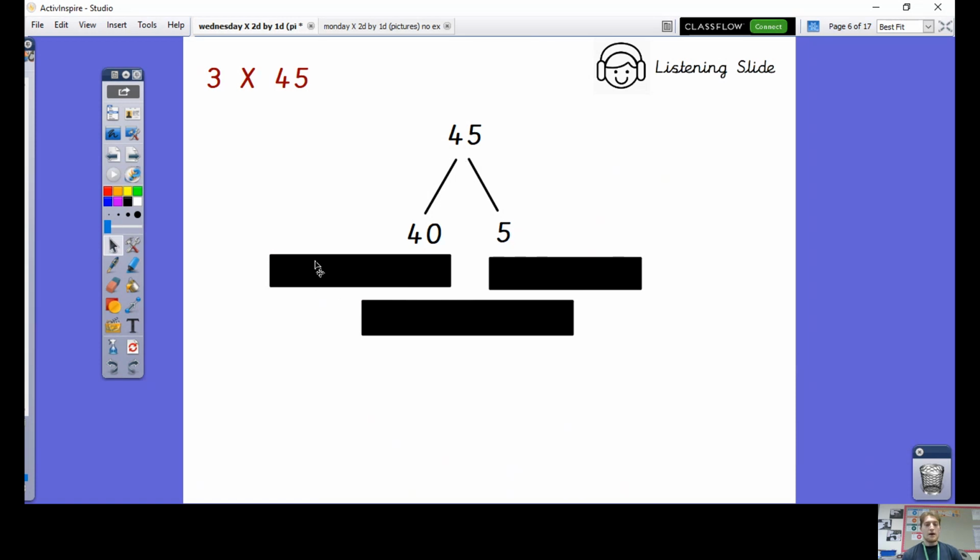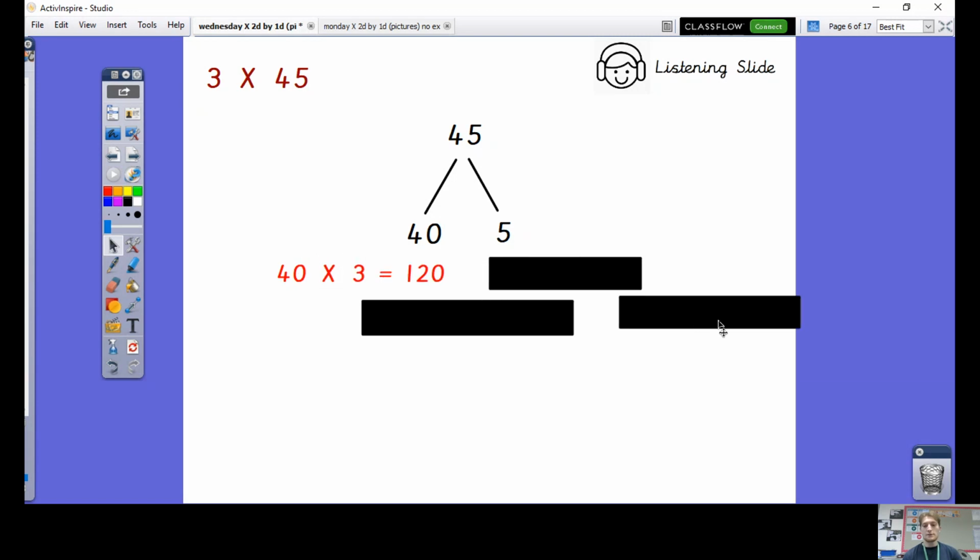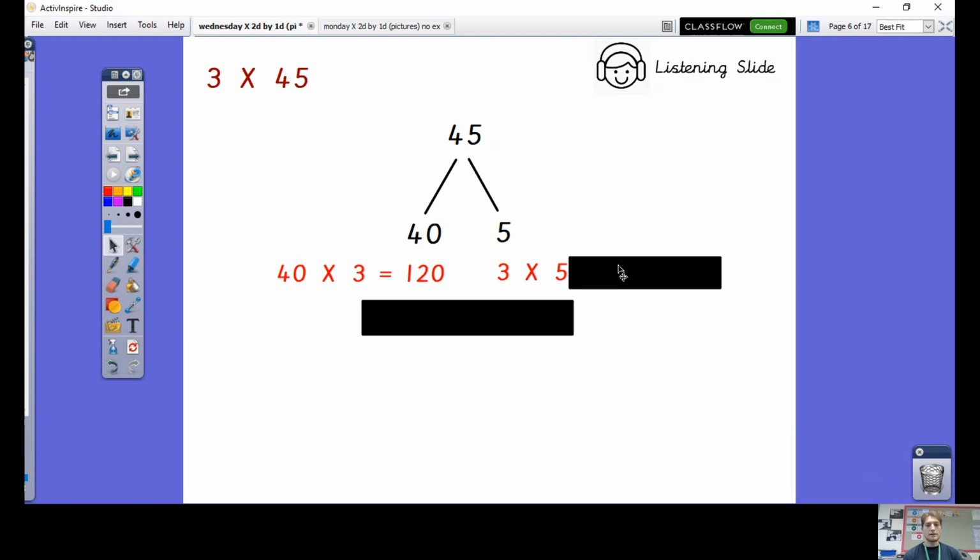I'm then going to multiply the tens that I've partitioned by the 1-digit number, which is 3. So I'm going to do 40 times 3, which is 120. I'm then going to go to my ones, and I'm again going to times it by the 1-digit number that I've got there, which is 3. 3 times 5 is 15.